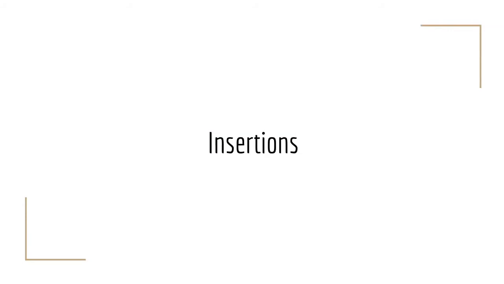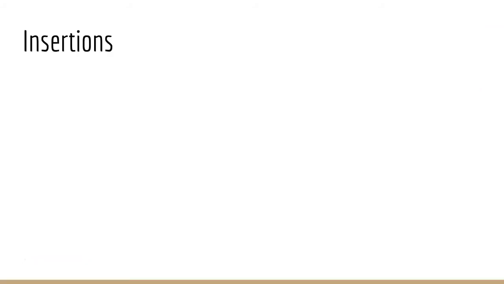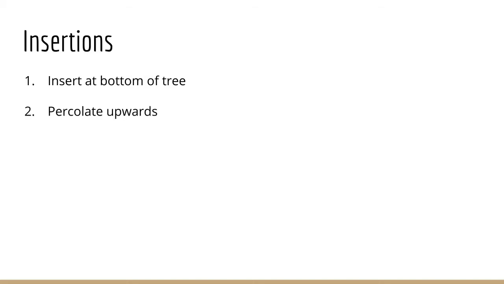So how do we insert into a heap? The algorithm for inserting into a heap is actually quite simple. First, you insert at the bottom of the tree. And when we perform this insertion, we make sure we fill up the entire bottom row before starting a new row to ensure the tree has the smallest height possible.